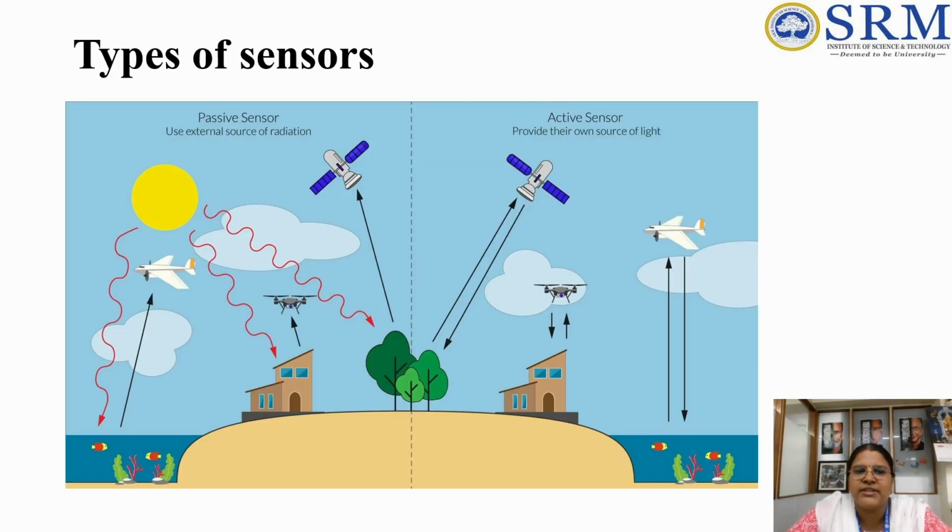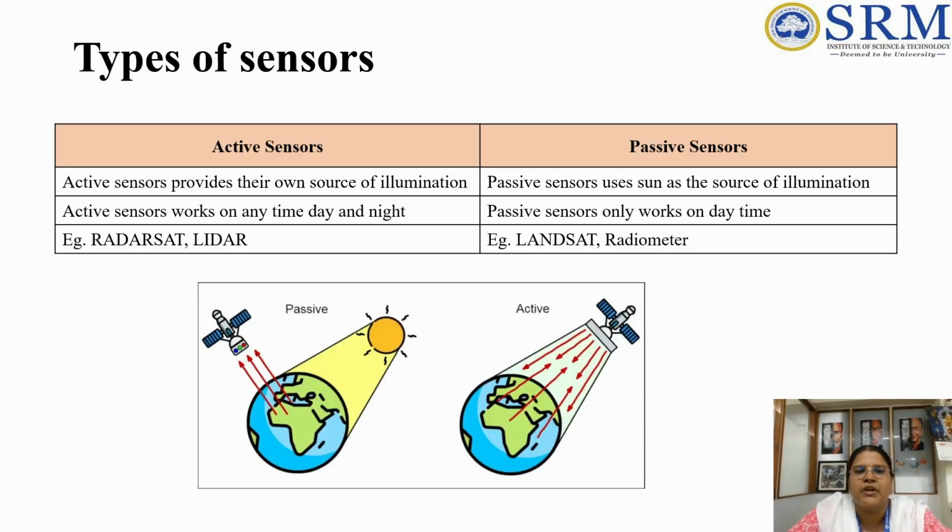While talking about the sensor, we have two different types of sensor. One is the passive sensor, which uses an external source of radiation, and the other is the active sensor, which provides its own source of light. The passive sensor will use radiation from the sun in order to capture information about various targets, but active sensors will provide their own source of illumination to capture the reflected rays.